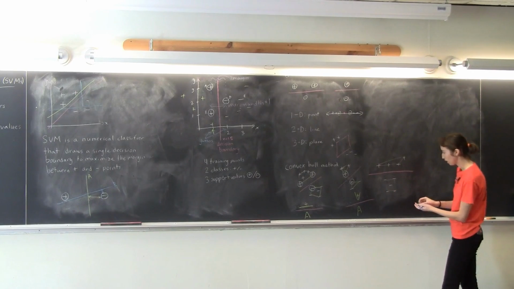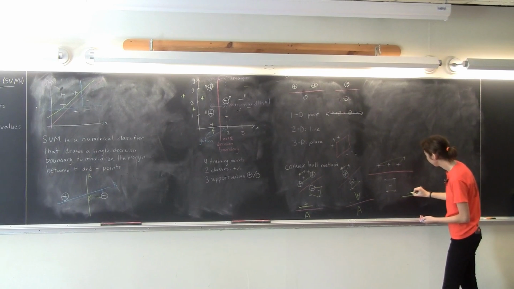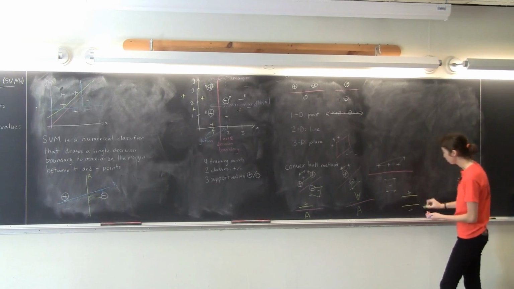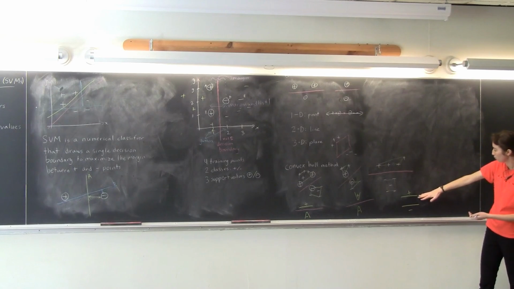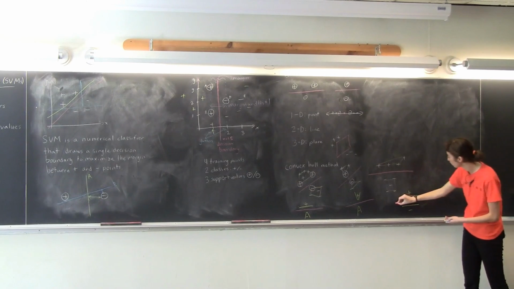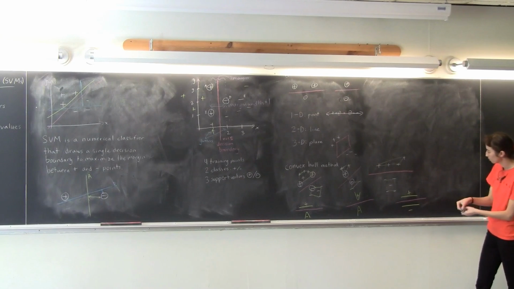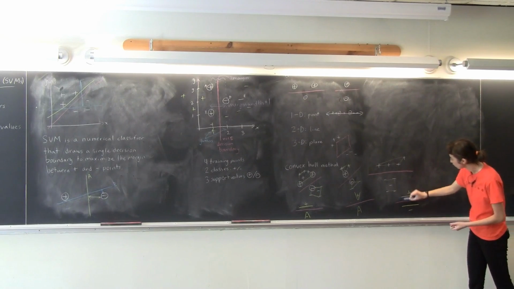So this is the case where we have a plus region and a minus region that both have lines that are parallel. And then we have gutters.